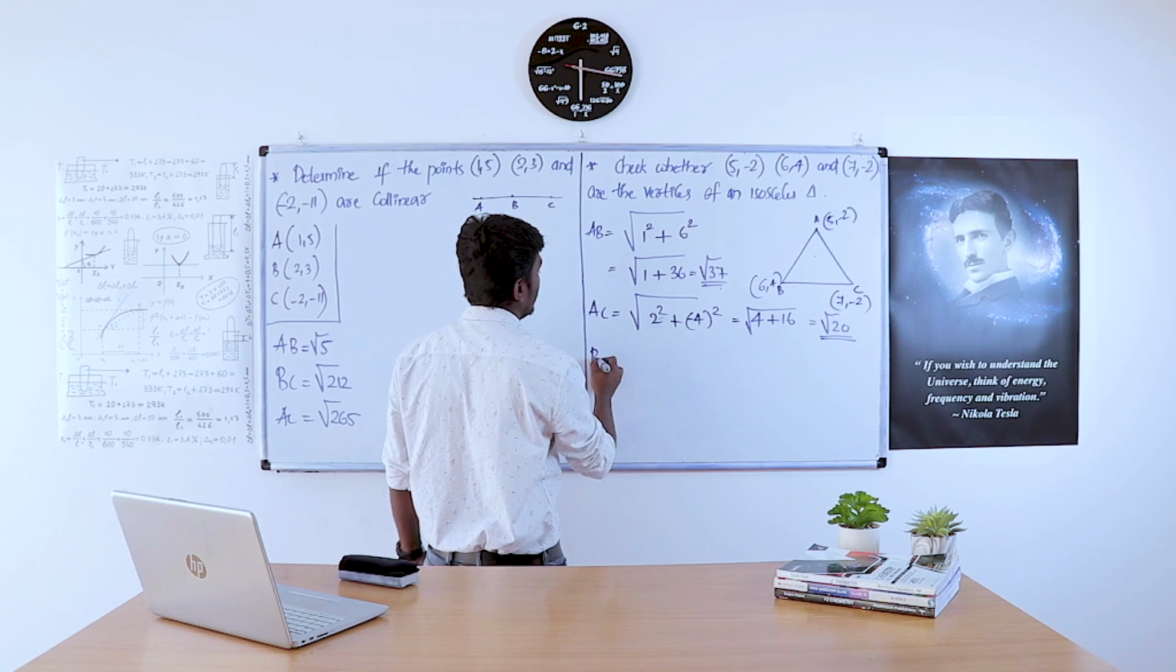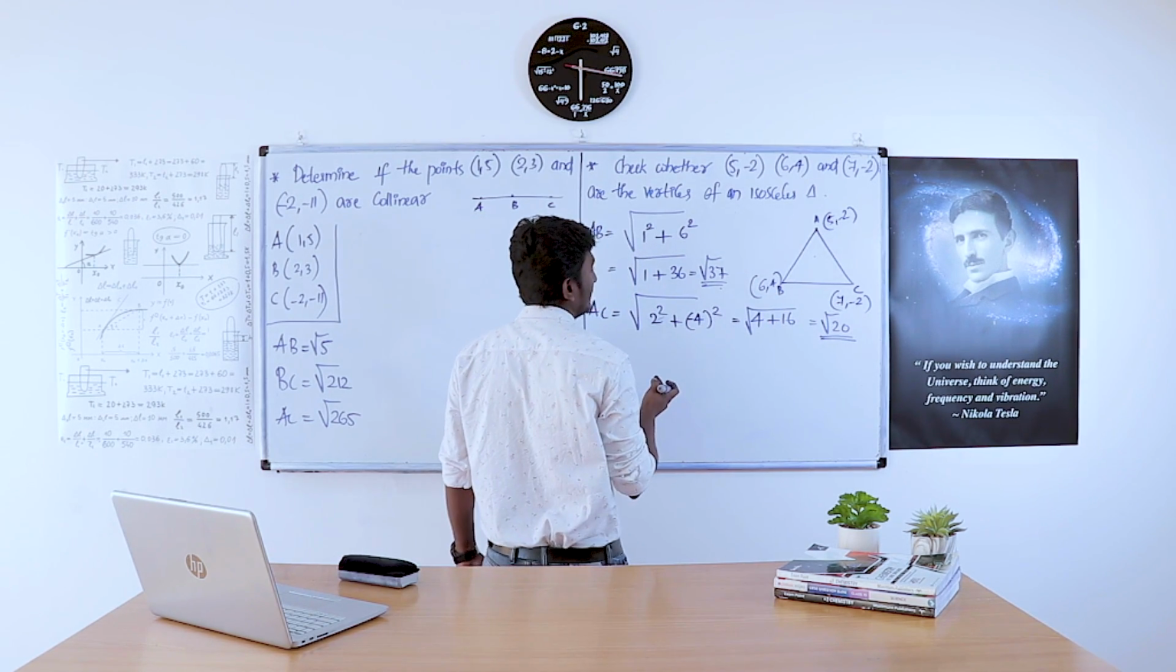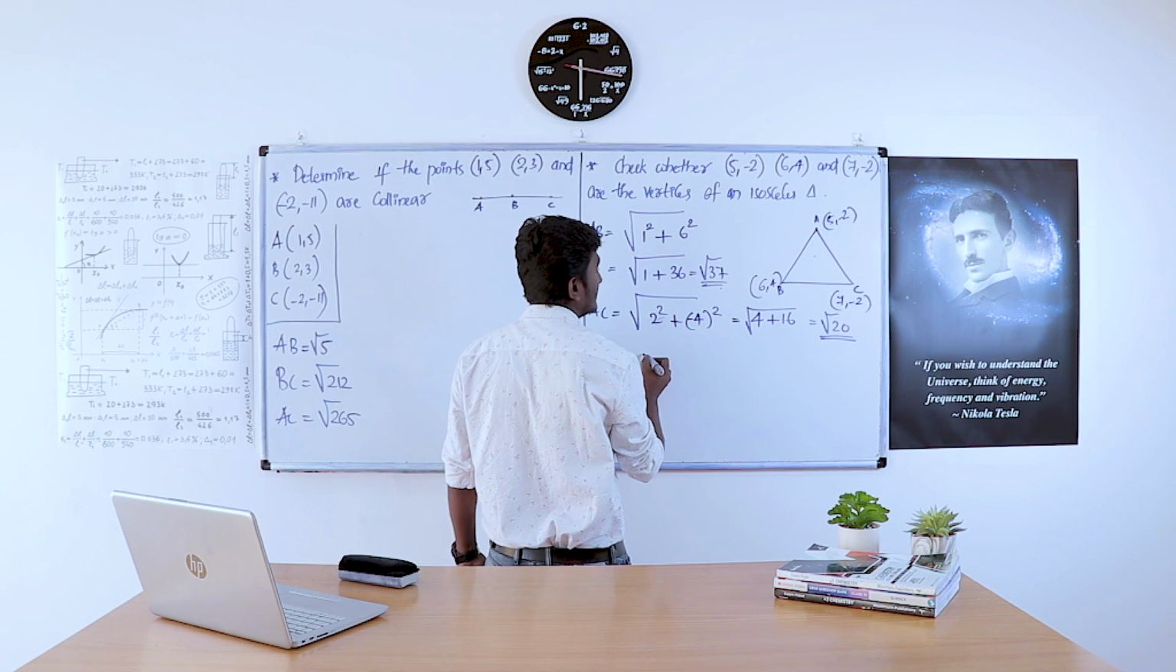Now I am going to find BC. What is BC? (7 minus 6) the whole square. What is 7 minus 6? 7 minus 6 is 1.